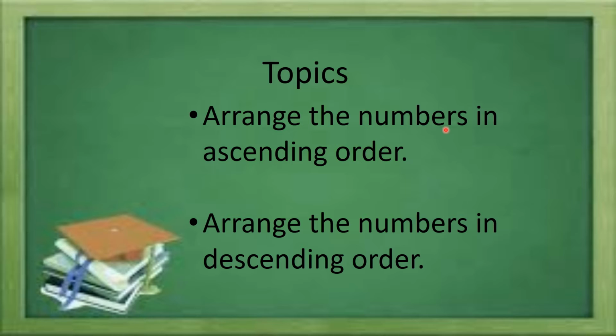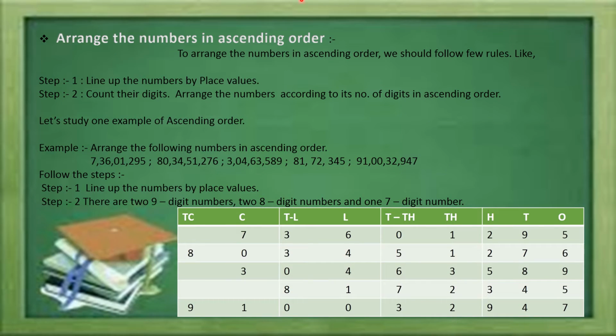Topics: arrange the numbers in ascending order, arrange the numbers in descending order. Arrange the numbers in ascending order. To arrange the numbers in ascending order, we should follow a few rules. Step number 1, line up the numbers by place values. Step number 2, count their digits. Arrange the numbers according to their number of digits in ascending order. Let us study one example of ascending order. Example, arrange the following numbers in ascending order.